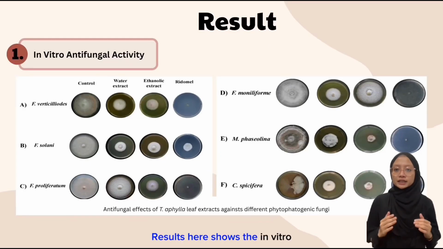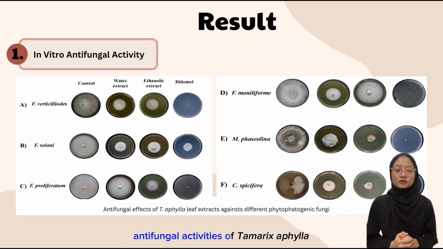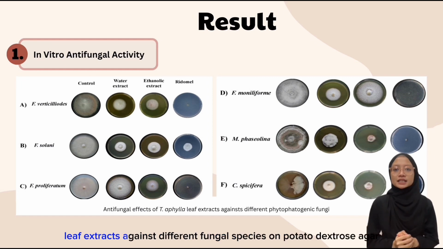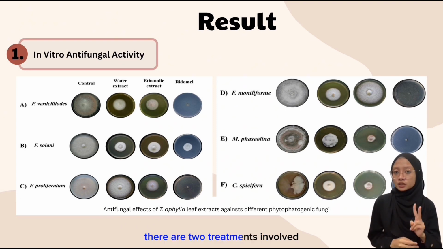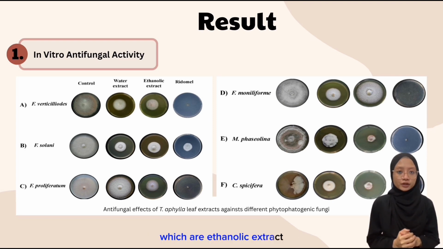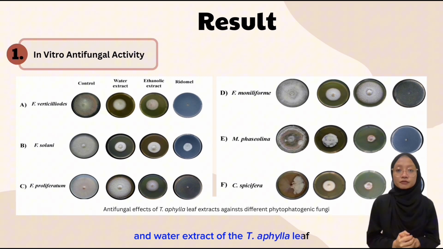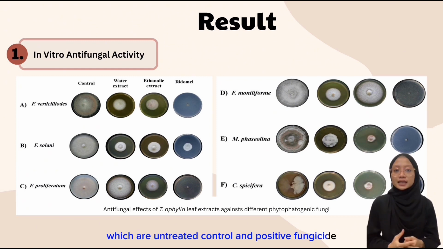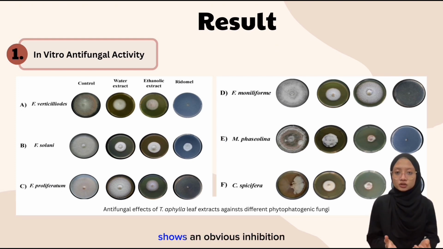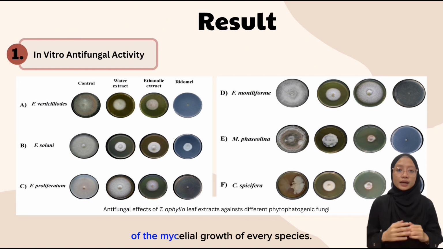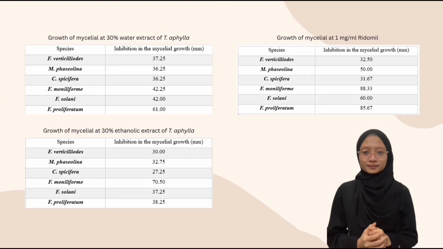Results here show the in vitro antifungal activities of Tamarix aphylla leaf extracts against different fungal species on PDA medium. As shown in the figure here, there are 2 treatments involved, which are ethanolic extract and water extract of T. aphylla leaf, and 2 controls, which are untreated control and positive fungicide, which is Ridomil. Based on the results, all treatments show an obvious inhibition of the mycelial growth of every species.